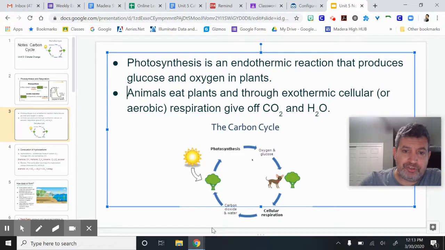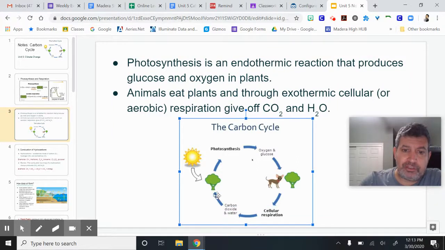And the carbon cycle is shown down below here. And you can see how things operate here. The sun's going into the plants. You get photosynthesis, you get glucose and oxygen. Animals eat the plants. I don't know why a chihuahua's eating a tree. You get cellular respiration, which makes carbon dioxide and water, which goes back into the plants. And with that happening, we end up with a cycle.